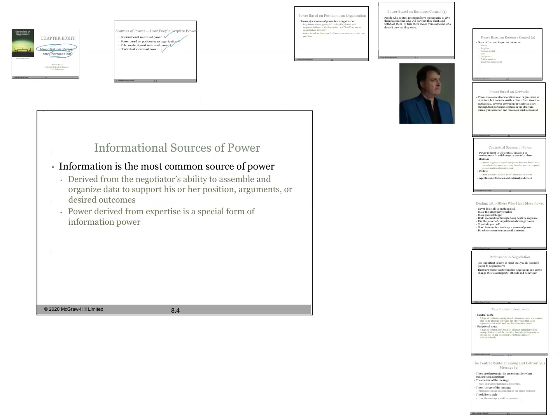This is typically the most common form, and it shows up in two main ways. It's first of all derived from how well a negotiator can assemble and organize data to support the position or the argument or whatever the outcome is. So it could be simply having the information and talking about it, and how it's presented. So if you can present a really well-informed circumstance and have great information and data to support it, that will help better support your position in the negotiation.